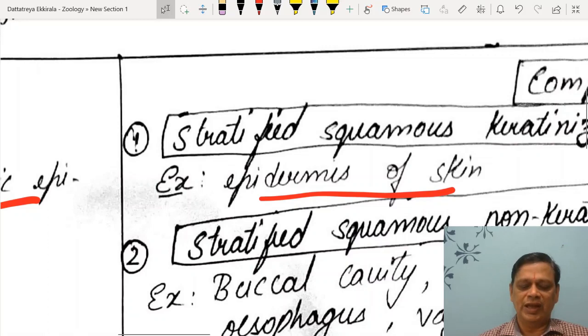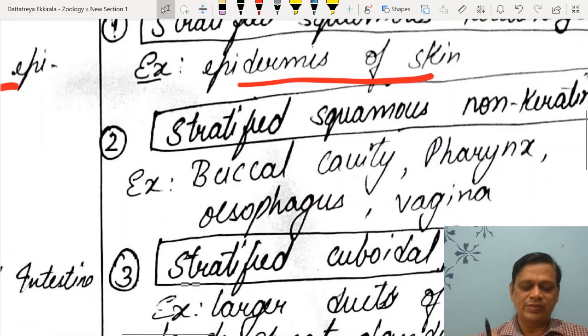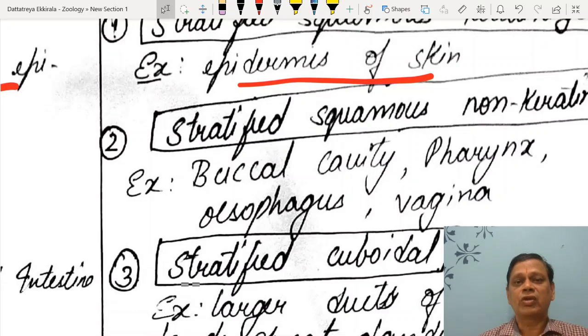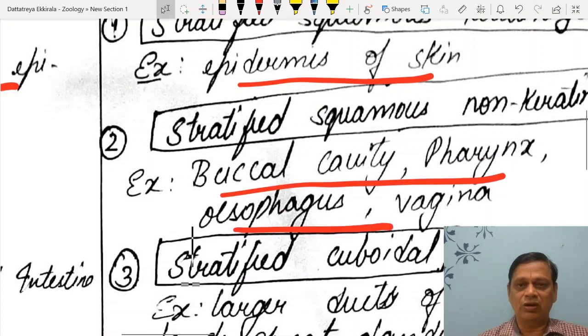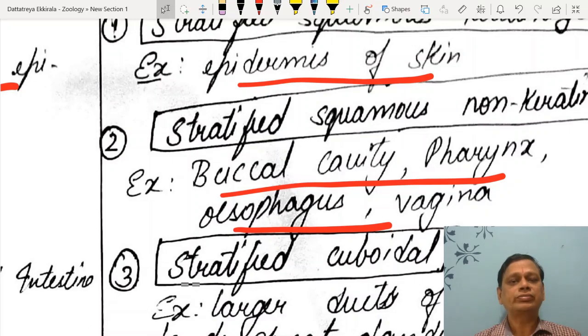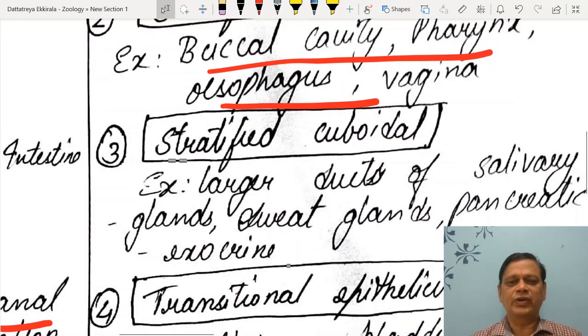You know that skin has epidermis and dermis. Dermis is made up of connective tissue. Then stratified squamous, non-keratinized. Then buccal cavity, pharynx, esophagus and vagina. So here stratified squamous non-keratinized is related to moist surface. Keratinized is related to dry surfaces. That is the point. Then stratified cuboidal.